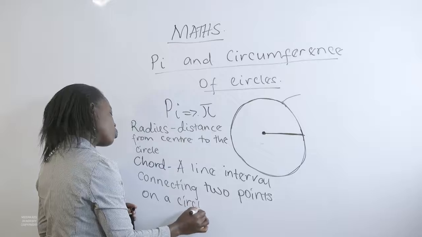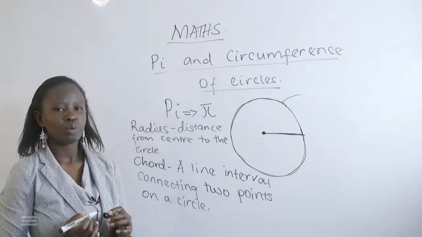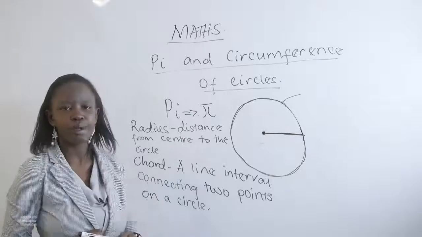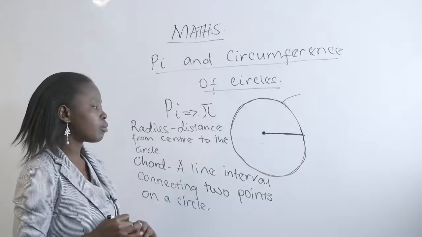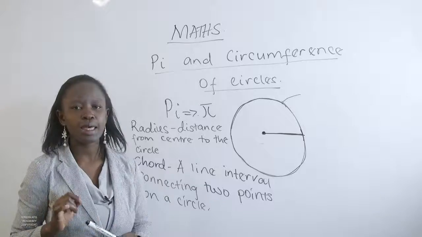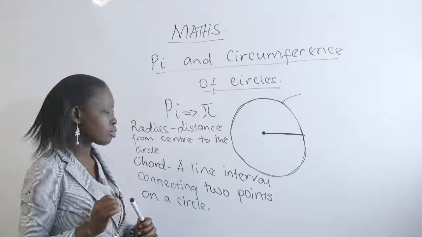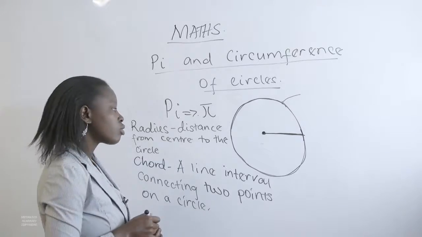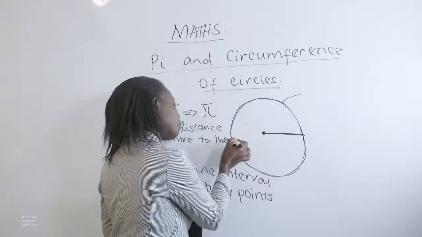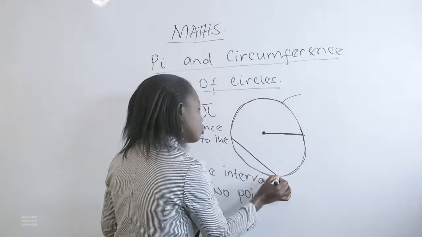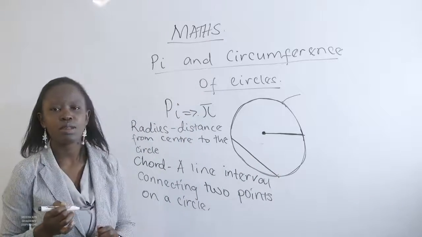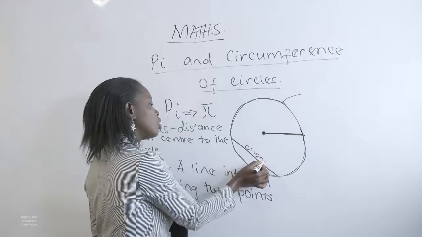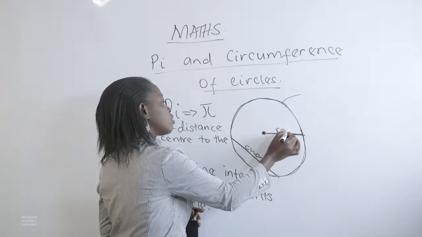So another thing we need to understand is a chord. Chord, we are simply saying that it is a line interval that is connecting two points on a circle. So when you are having a line, it is connecting two points on that given circle, then whatever we have is a chord. This is a radius.